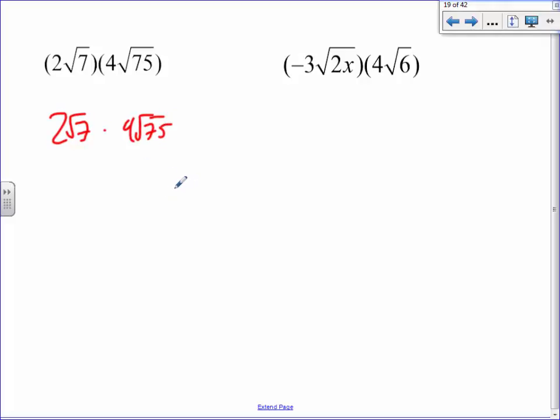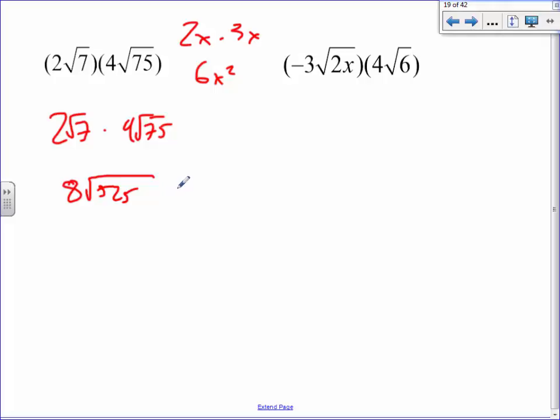So here's how the rules for this work. If I gave you 2x times 3x, what you would have done there is you'd have done 2 times 3 is 6, and x times x is x squared. The same kind of rules apply here. You're going to take your numbers, not the radicand numbers, but your numbers like 2 and 4, and times them together to give 8. And you're going to take your radicand numbers and multiply them together. So you do 7 times 75, which is 525.